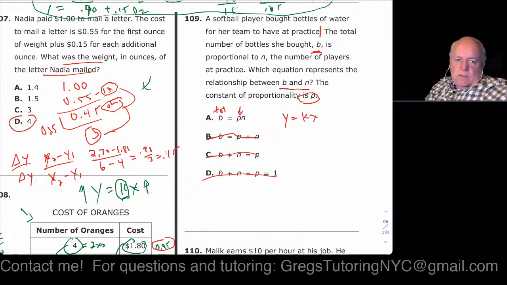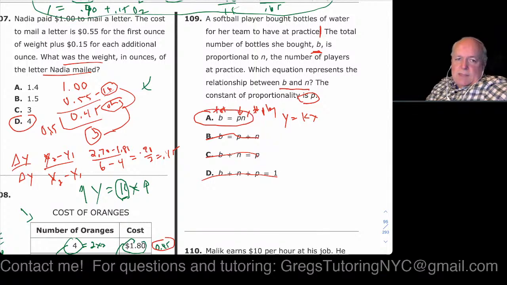So N is, you can't use P because they already told us the constant of proportionality was P. So I'm going to put number of players. So if she buys 5 bottles per player, then if there's 10 players, she bought 50 bottles. That's B. If there's 1 player, she bought 5 bottles. Or brought. She had to buy them in the first place unless she ripped them off. All right? So that's all we're looking at here. That's literally what this means.